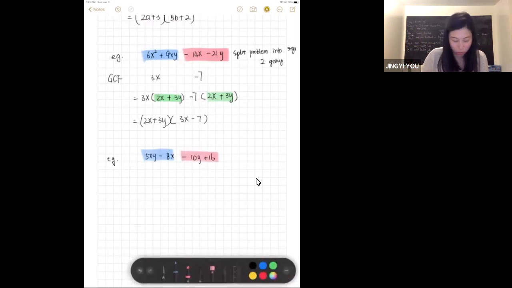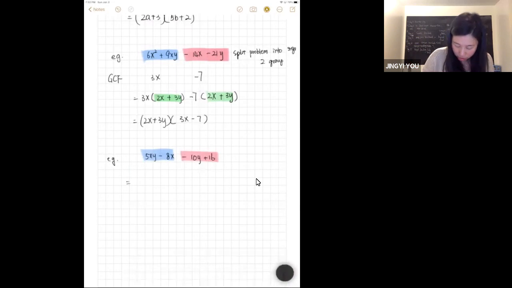Okay, so for the blue group, what's their common factor? The greatest common factor for the blue one would be x. So I factor x. For the blue part, I have 5y minus 8. And then for the second part, I have negative 10y plus 16. So the common factor should be 2, right? So I factor out 2. So what remains? Negative 10y divided by 2, I have a negative 5y plus 8.